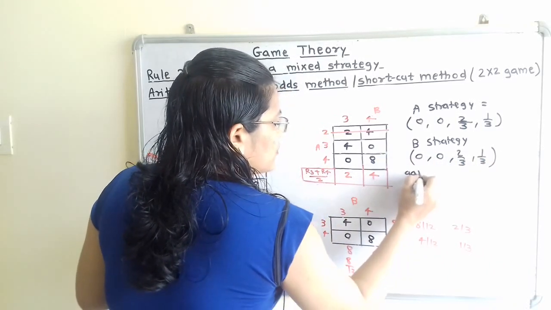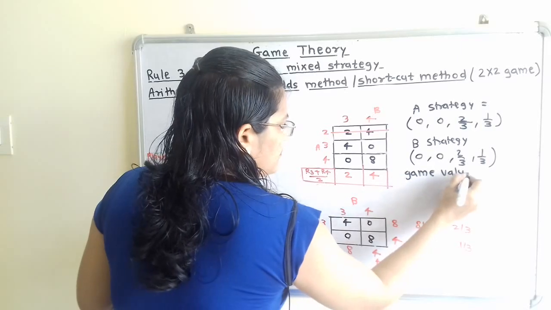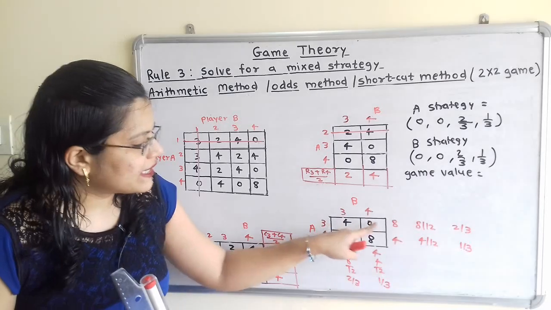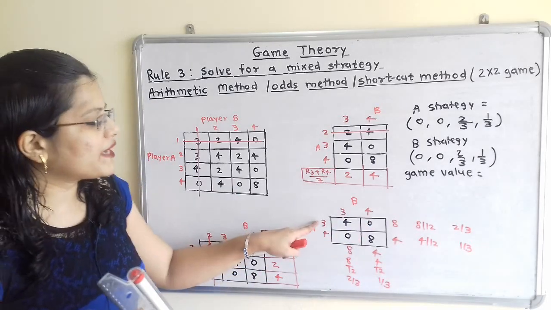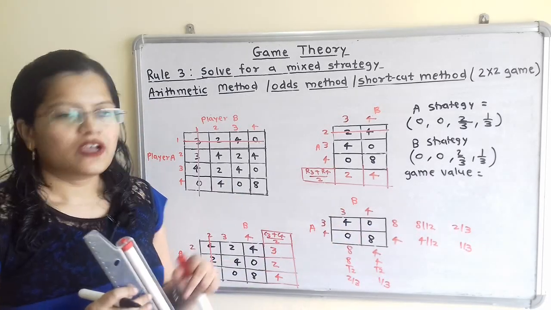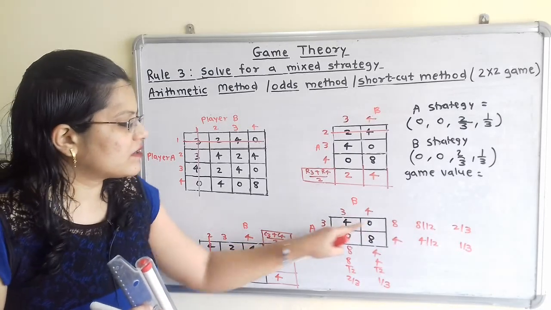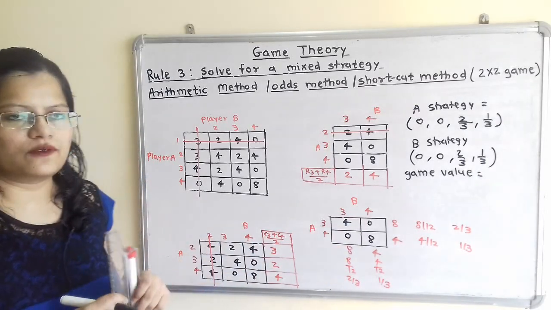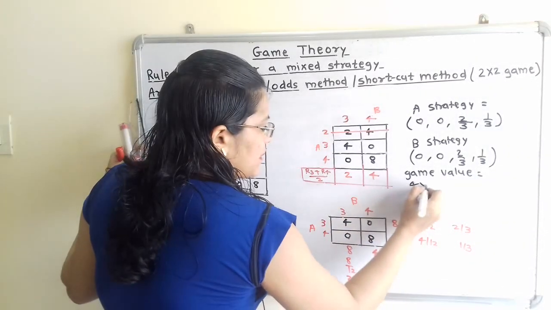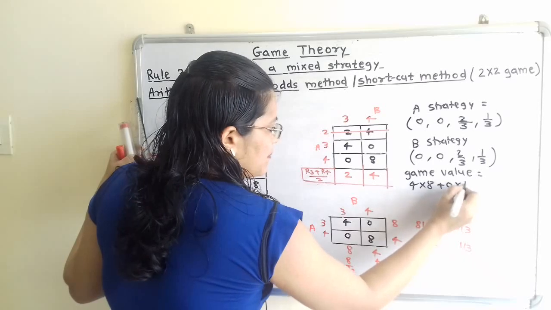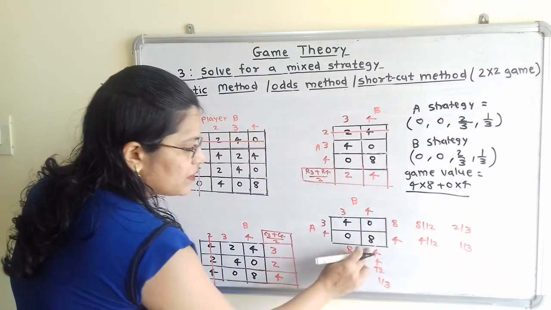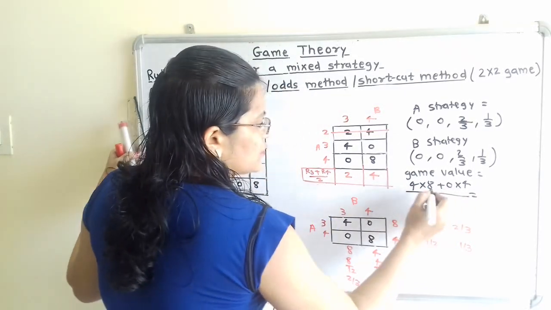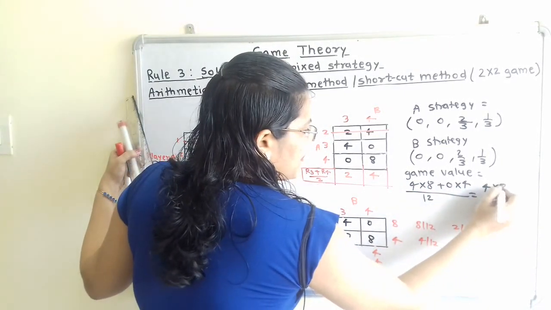Now we will find out the game value. How to find out the game value? We can use the elements from any row or any column. So we will take here the first row, that is the third row. 4 multiplied by 8 plus 0 multiplied by 4, divided by 8 plus 4, that is 12. So we can say that here is 0. So 4 multiplied by 8 by 12.